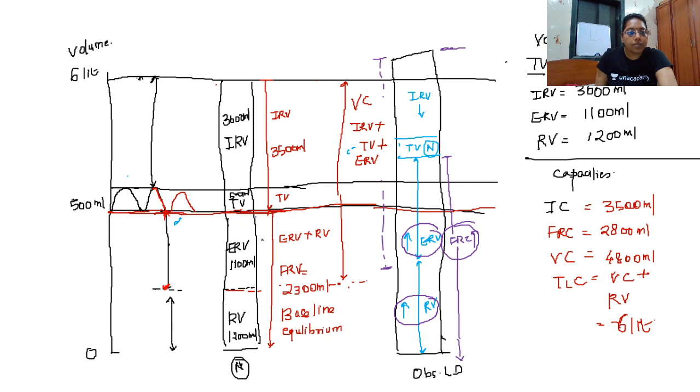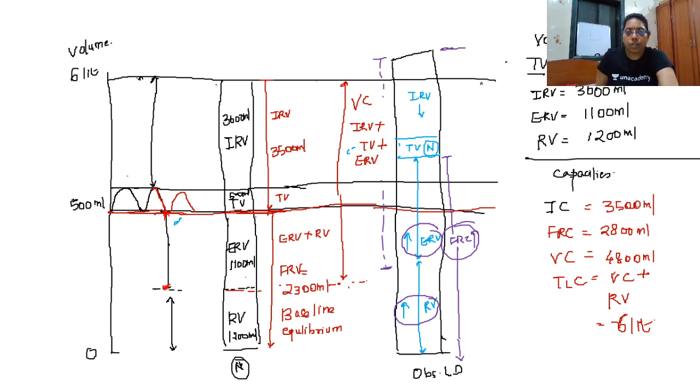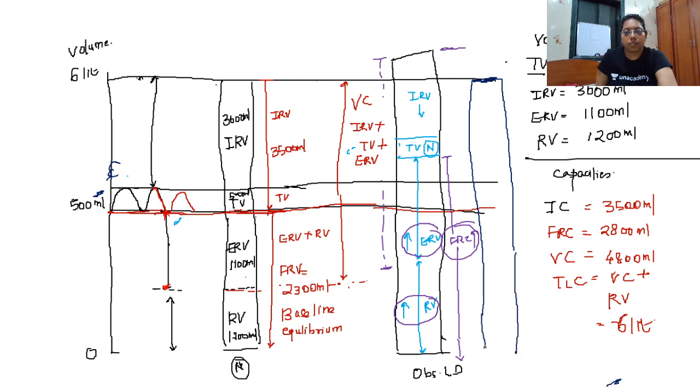Now come to what happens in restrictive lung diseases. I'll show you with this particular color. Now in restrictive lung diseases, I'll show you the same diagram, but I'll show it here. Consider the same graph. And in the restrictive lung diseases, the problem is there is restriction. So imagine this much amount of the lung is not taking part in the respiration. So what happens is the tidal volume remains the same, almost normal.